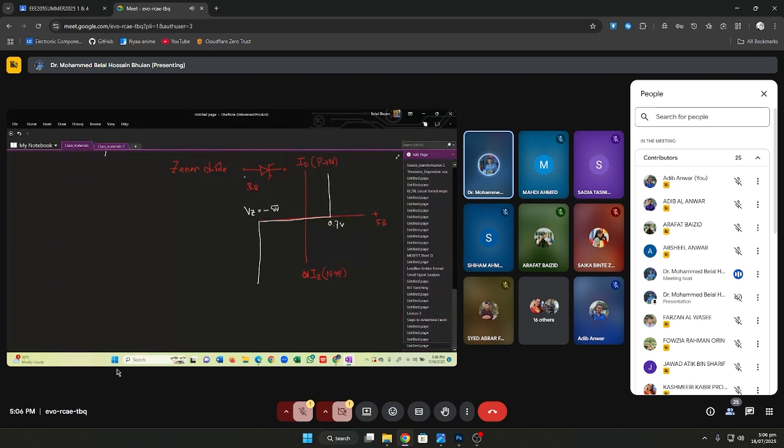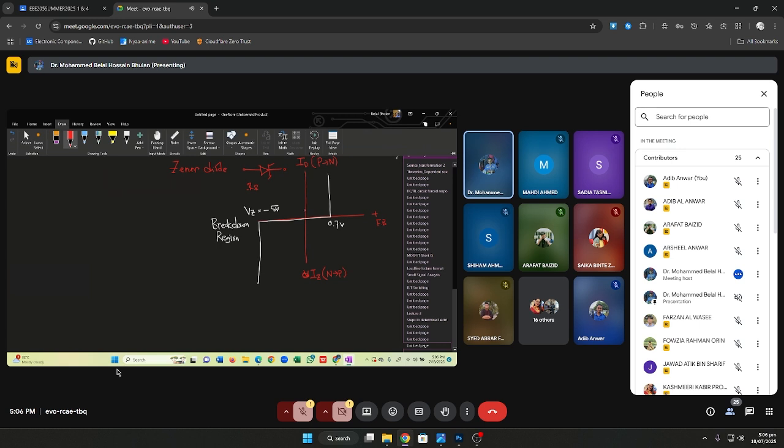That means if you apply a voltage which makes the Zener diode reverse biased, and you apply a voltage of more than 5 volt in the reverse bias, then it enters into the breakdown region. When it enters the breakdown, an interesting thing happens. It doesn't matter what voltage you apply across it, the voltage across the Zener diode remains fixed, but the current through the Zener diode changes.